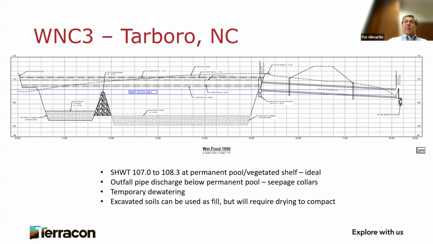For those of you designing these before 2017, the old regs used to say the seasonal high water table shall be within 6 inches of the permanent pool. That went away in 2017, and that was hard to achieve. There's a variety of reasons. The seasonal high water table does not have to be within 6 inches of your permanent pool, but boy, if it is, you've got a lot less to worry about. That wet pond will stay wet, at least under seasonal high water table conditions.